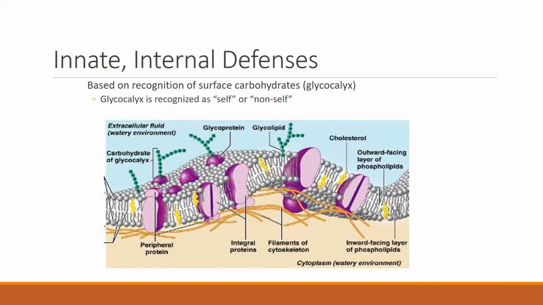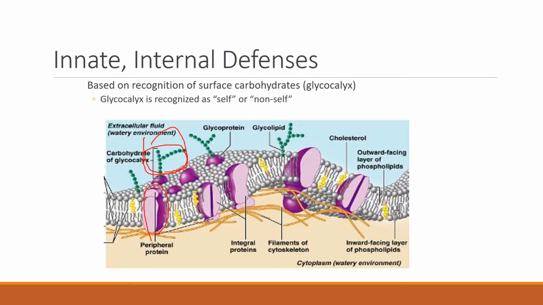So in this picture, what we're looking at is the plasma membrane, and what actually detects the different substances as being foreign or not are going to be the glycocalyx. And so these are going to be extensions of carbohydrates that come off of proteins. And so here the purple is representing a protein, and then the green represents just another carbohydrate.